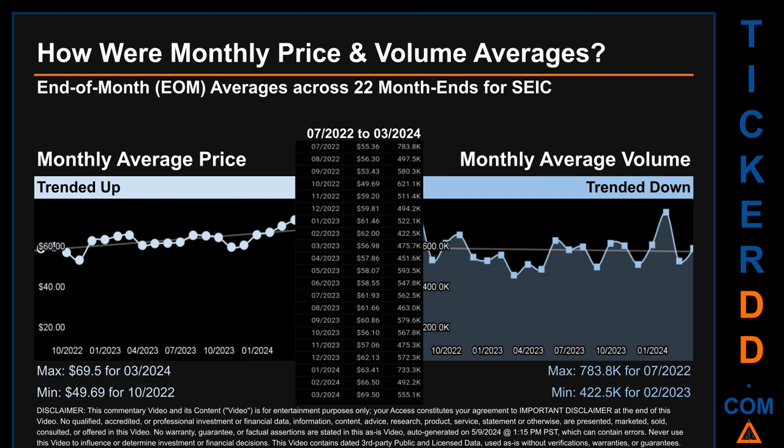The maximum end-of-month average price was $69.50 for 03/2024, while the minimum was $49.69 for 10/2020. Looking at volume, 07/2022 and 02/2023 respectively saw the highest and lowest monthly average volume at 783.8 thousand and 422.5 thousand.